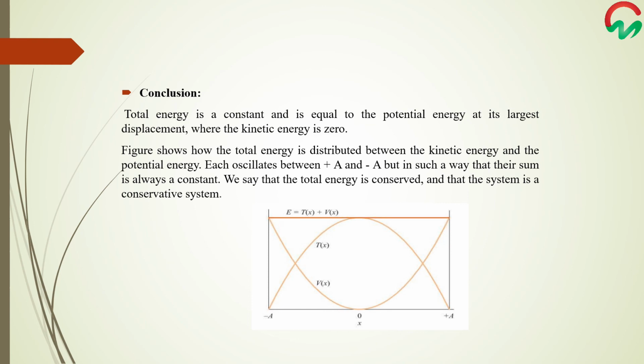Students, from this lecture we can conclude that the total energy of the harmonic oscillator is constant and is equal to the potential energy at its largest displacement, where kinetic energy is 0. And this figure shows how total energy is distributed between potential energy and kinetic energy during each oscillation between plus A and minus A in such a way that the total energy is always constant. So we can say that the total energy is conserved and the system is a conservative system.